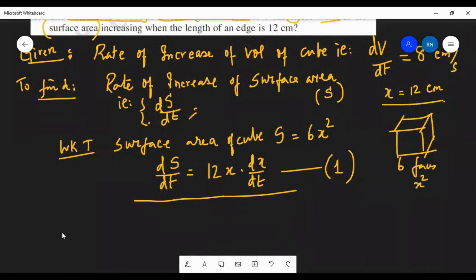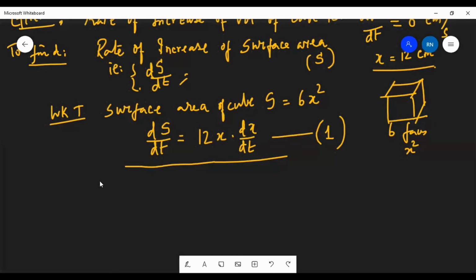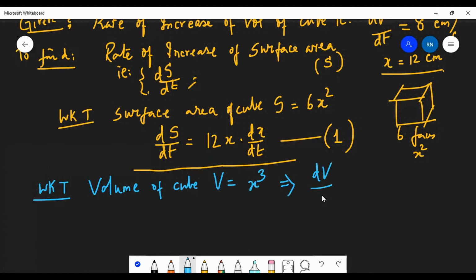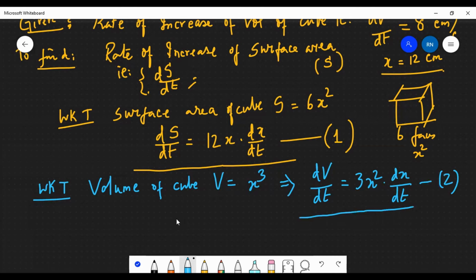But we know something else is given. dV by dt is given. So let us move. We also know that the volume of cube is x cube. Rate of change we also know, so on both sides take the rate of change, dV by dt. RHS will be 3x squared, chain rule, dx by dt. So this becomes result 2. Here we are given the measurement of the edge, that is x equal to 12. We know the value of LHS, dV by dt, 8.